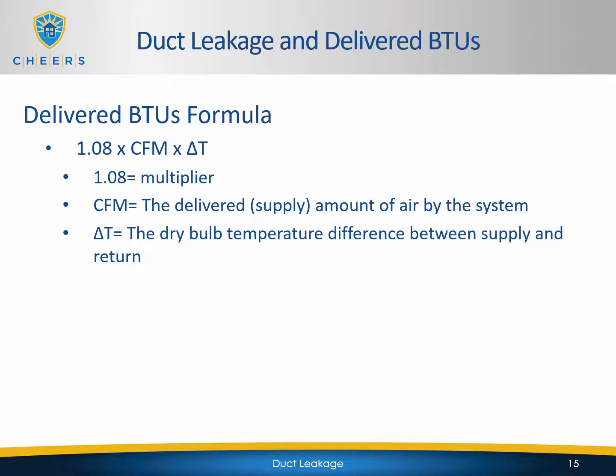The delta T is the difference, the dry bulb temperature difference between the supply and return temperatures. So like I mentioned in the building science portion of the training, the triangle means delta, which means difference. Delta T stands for difference in temperature, in this particular case, between the supply and the return temperatures.